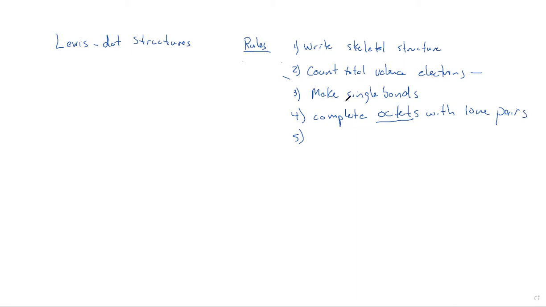And if you run out of electrons and everything doesn't have an octet, make a double bond. If you're 2 electrons short, you make a double bond. If you're 4 electrons short, you can make 2 double bonds or a triple bond. And so let's apply these rules to a very simple structure. We'll do the structure for H2O.